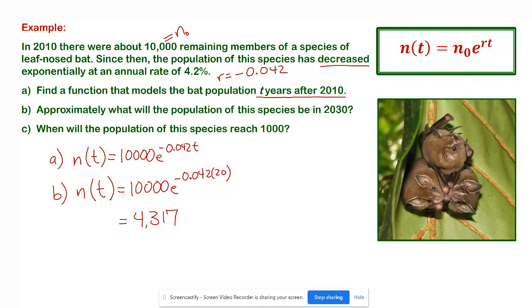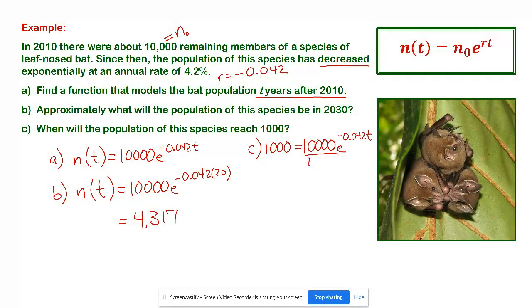All right, the next question. We go down quite a ways from 2010 to 2030, from 10,000 to a little over 4,300. We want to know, when is it going to hit 1,000? So we're going to do a similar thing to what we did on the last slide. We are going to start with 1,000. That's going to be our final amount here, equals 10,000, our starting amount, times e to the negative 0.042t power.